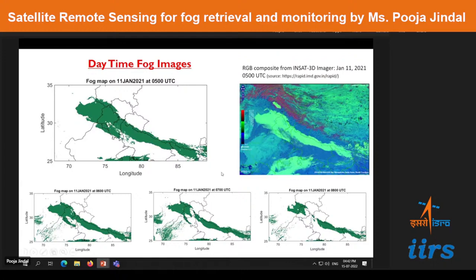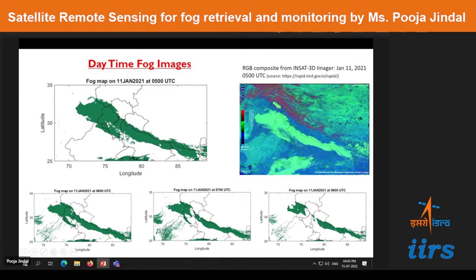So these are a few images which have been generated for daytime after applying the methodology that we have just discussed. This is the image for 11th January 2021 at 5 UTC. Here you can see the spread of the fog in green color. The fog is there in parts of Bihar, Uttar Pradesh, Haryana, Punjab, and also some part of Pakistan.